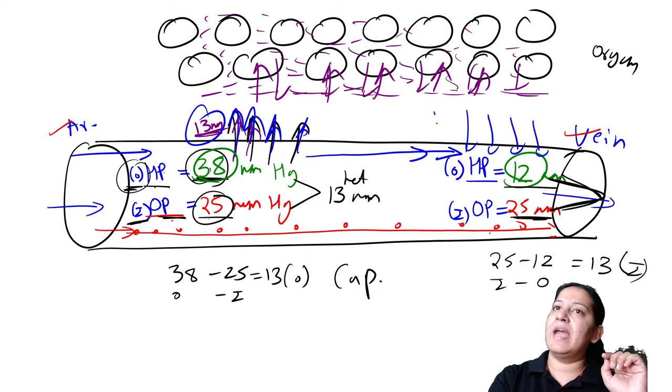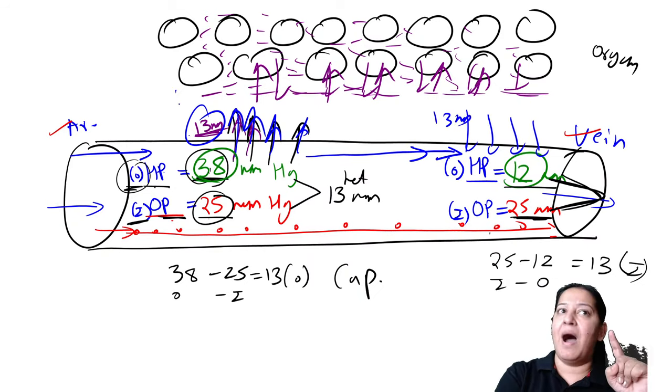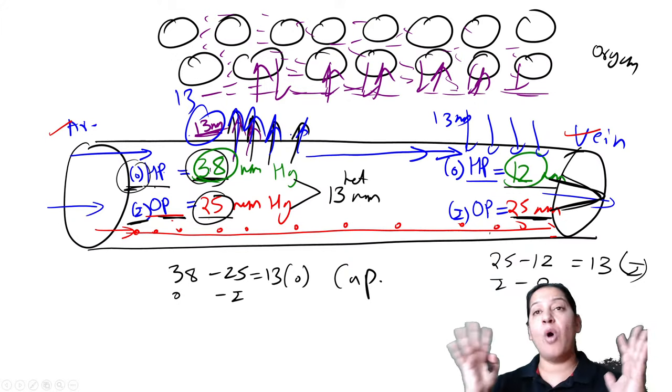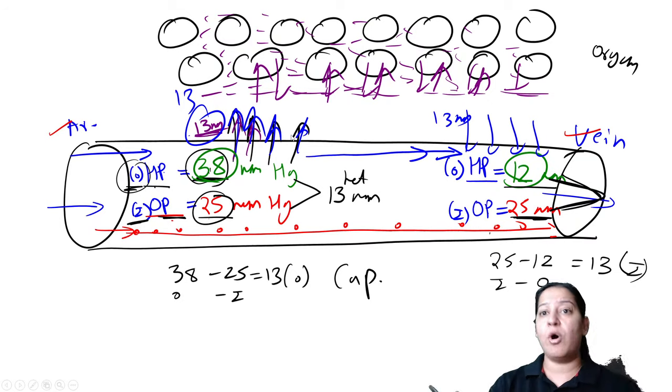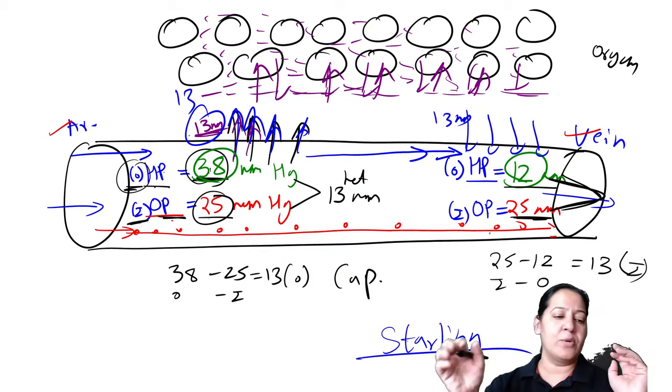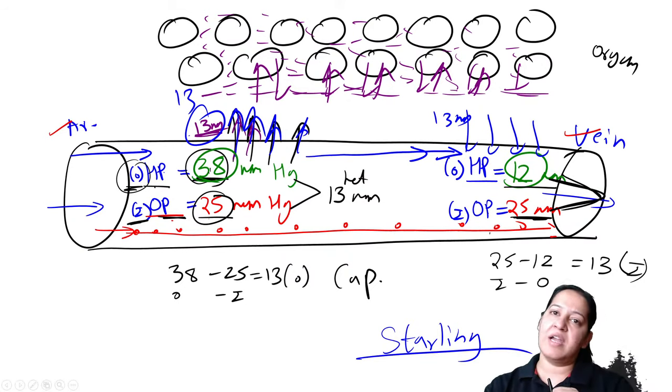With what pressure? Again 13 mm. So it went out with 13 mm, did the exchange, and came back in with 13 mm. So that is all happening inside us. This was all discovered by Starling. The name of the scientist is Starling, and this is known as Starling's theory, Starling's law, Starling's hypothesis.